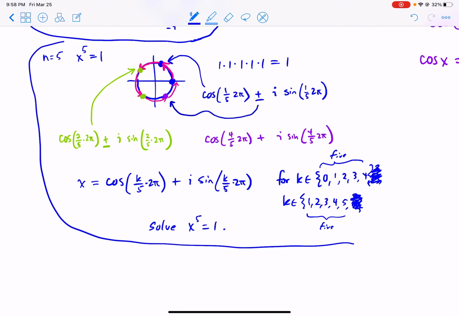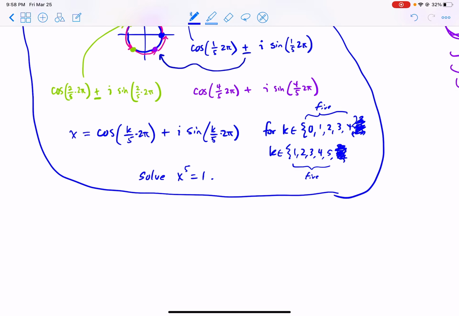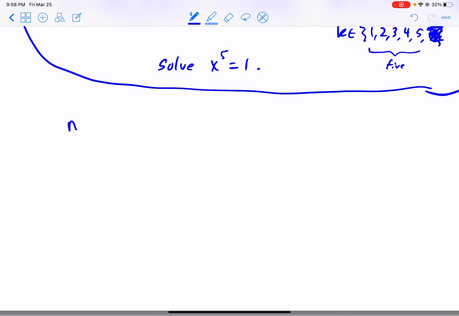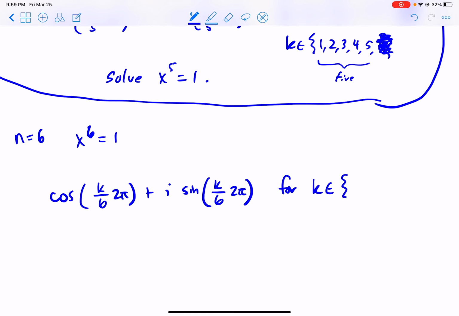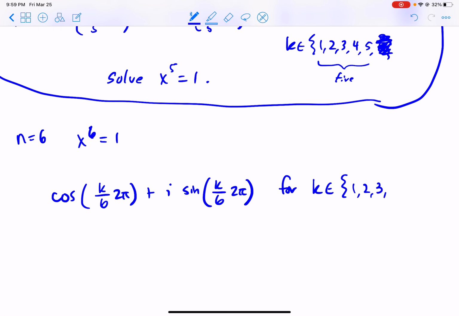Let's do n equals 6. So x to the 6 equals 1. Well, let's first do the formulas. Cosine of k over 6 of 2 pi plus i times sine of k over 6 of 2 pi. For now, we actually need one more. Let's take 1, 2, 3, 4, 5, 6. We need 6 roots of unity. What do they look like?